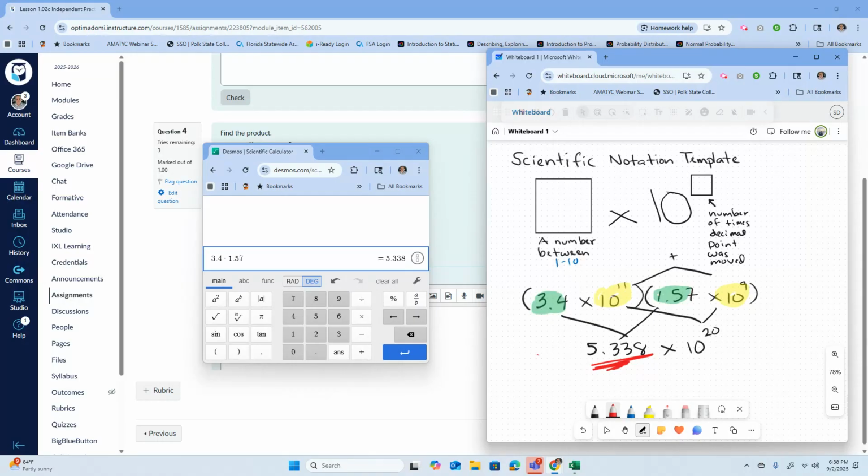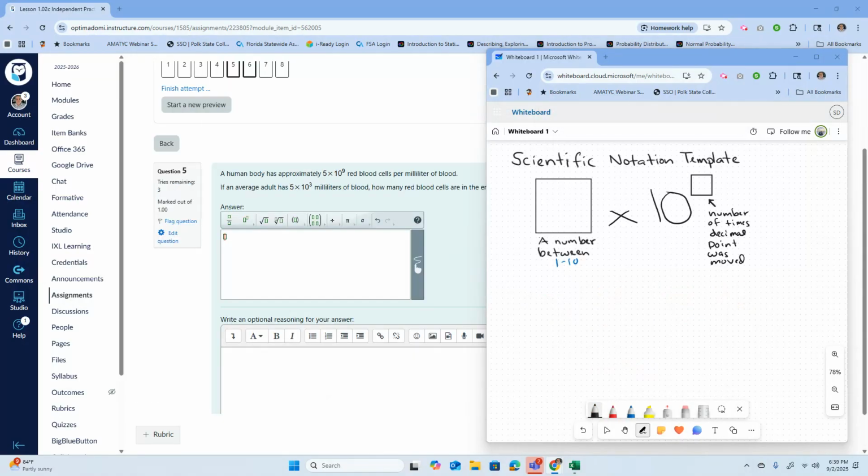Let's go to number 5. In problem 5, we have a word problem, and they told you that the human body has 5 times 10 to the 9th power red blood cells per milliliter. So in every milliliter of blood, we have 5 times 10 to the 9th power red blood cells. Now it says that if an average adult has 5 times 10 to the 13th power milliliters of blood, how many red blood cells are we going to have?